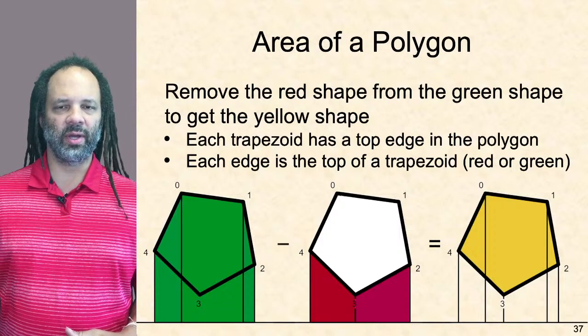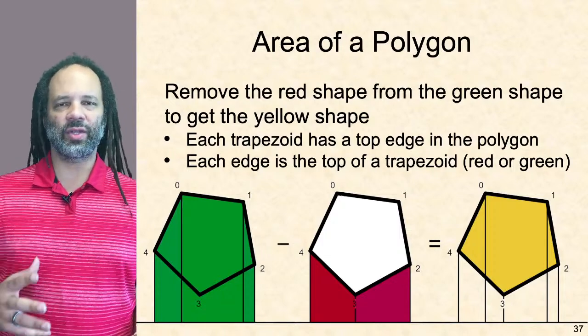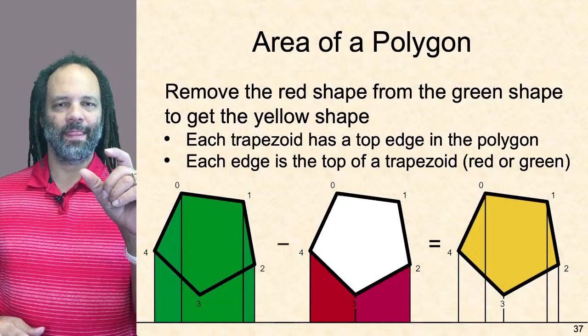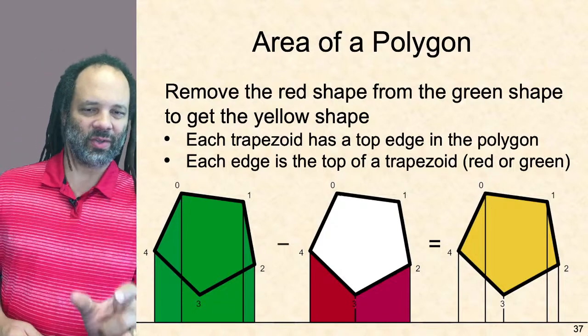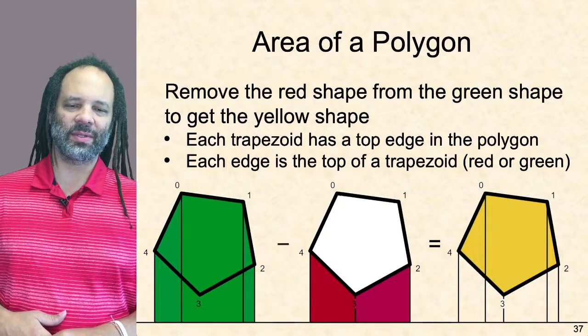The question though is, how do I know which edge is a green trapezoid and which edge is a red trapezoid? Have you figured that one out?